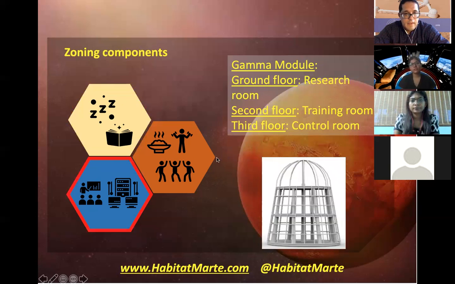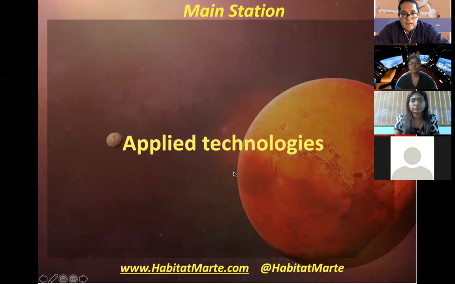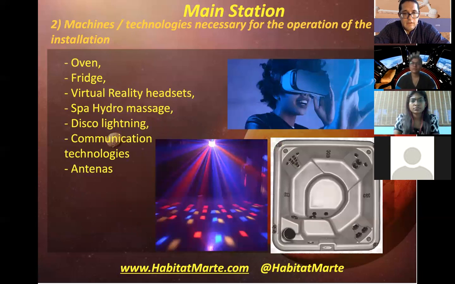Okay. And then some applied technology to be operating in the main station. We are imagining the oven, the fridge, the virtual reality headsets, the spa hydro massage, also disco lighting, also communication technologies and antennas. And then all of these technologies will be aboard the main station.